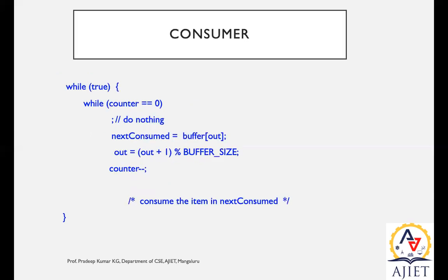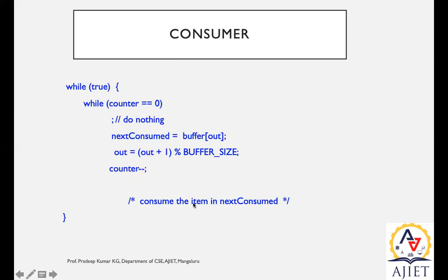On the other side, the consumer's job is to check whether the counter has been incremented already. If the counter has some value, that means there is some value in the buffer. So using next consumed, it will take out the buffer value, and the data from the buffer should be similar to the buffer size itself by default, and the counter must be decremented by 1.